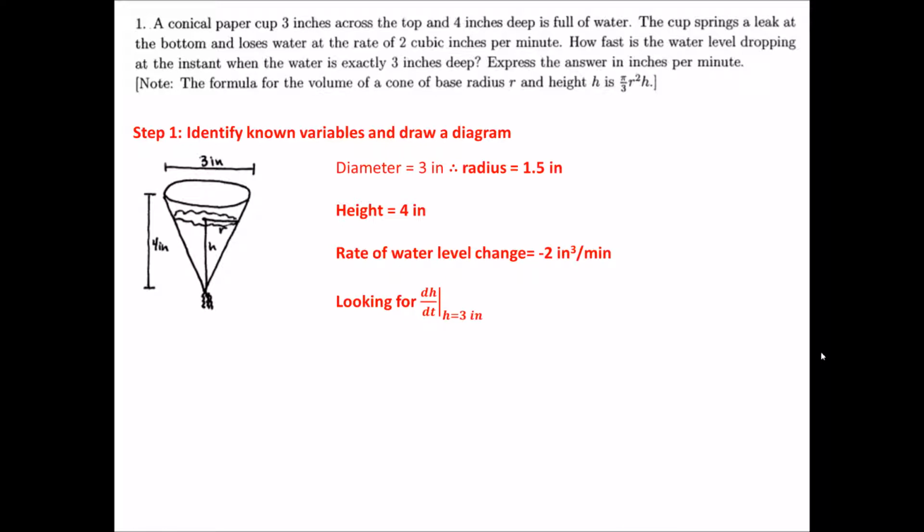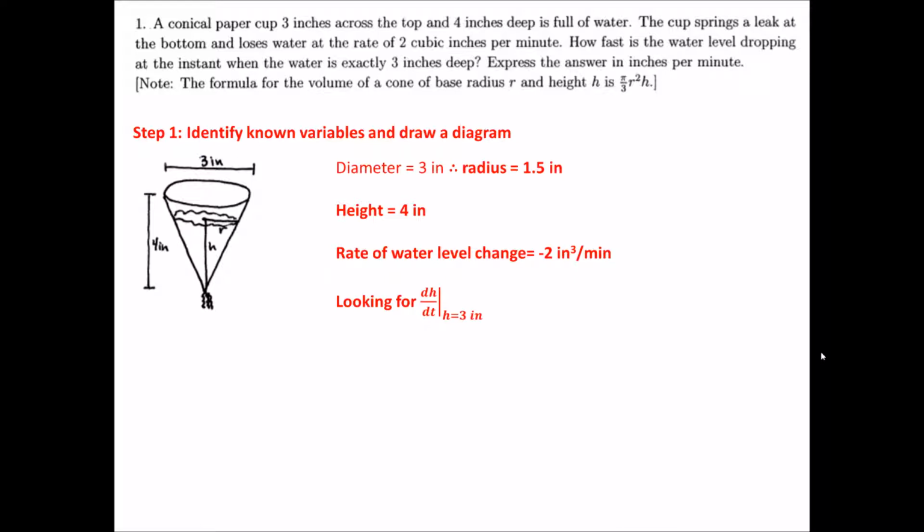A conical paper cup 3 inches across the top and 4 inches deep is full of water. The cup springs a leak at the bottom and is losing water at the rate of 2 cubic inches per minute. How fast is the water level dropping at the instant when the water is exactly 3 inches deep? Express the answer in inches per minute.